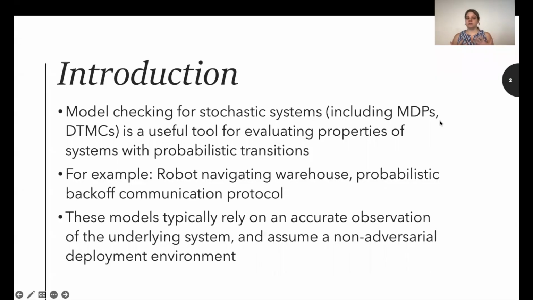Our work is based on the field of model checking for stochastic systems, which is a useful tool for evaluating properties of systems with probabilistic transitions. Some of these systems include Markov decision processes or Markov chains. Examples of systems that can be modeled in this way are a robot navigating a warehouse, where the robot may have probabilistic decision-making on which direction to go, or a communication protocol that has a probabilistic mechanism to determine how often to send a message.